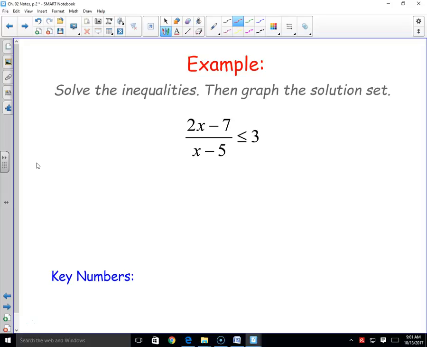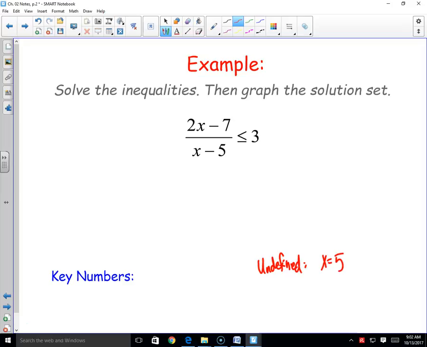Undefines and zeros. Good. Now, there's one little trick of this one that's going to make it a little bit messy. Is there a 0 on this side? But still, hold on. We can see the undefined points. Can you guys see the undefined point? What point is not allowed? 5. Denominator 5. So our undefined key number is 5.